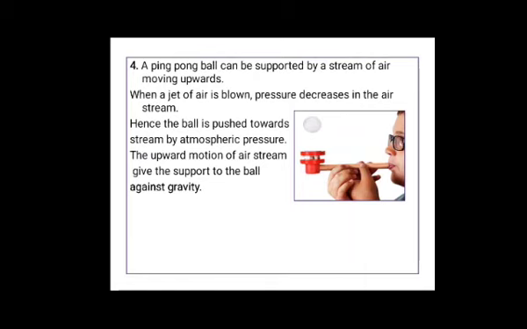A ping pong ball can be supported by a stream of air moving upwards. Again, the same reason here. When a jet of air is blown, pressure decreases in the airstream. Hence, the ball is pushed towards the stream by atmospheric pressure. The upward motion of the airstream gives support to the ball against gravity. So the ball can be supported by a stream of air here.